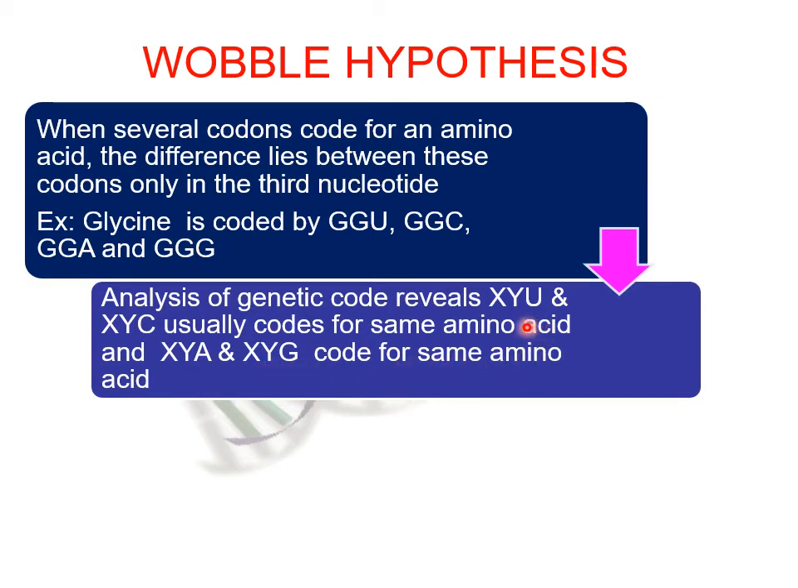Sometimes all four, XYU, XYC, XYA and XYG, may be coding for the same amino acid, as you can see from the previous example of glycine. Or it could be XYA and XYG coding for one amino acid, and XYU and XYC coding for another amino acid.